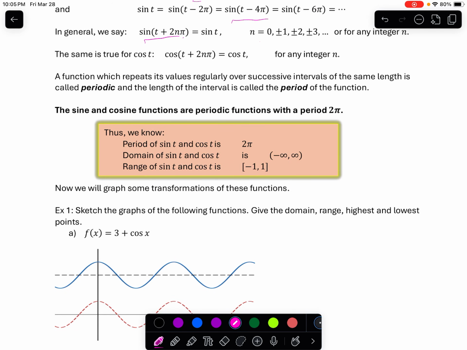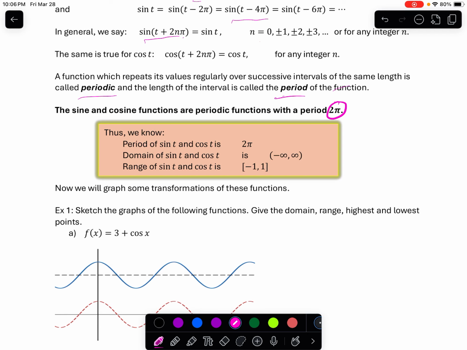So a function which repeats its values regularly over successive intervals of the same length is called periodic, and the length of the interval is called the period of the function. I mentioned this earlier, now you have it in written form. Now we notice that the sine and cosine functions are periodic functions with a period of 2 pi. So this is what you have to remember. Thus we know the period of sine of t and cosine of t is 2 pi.